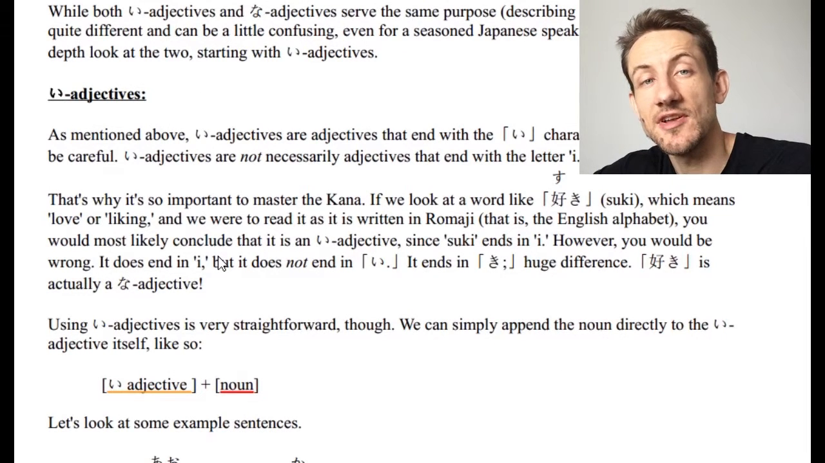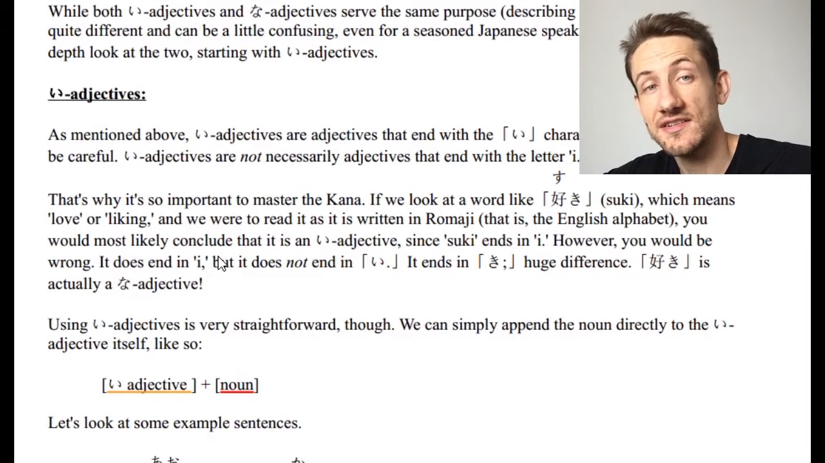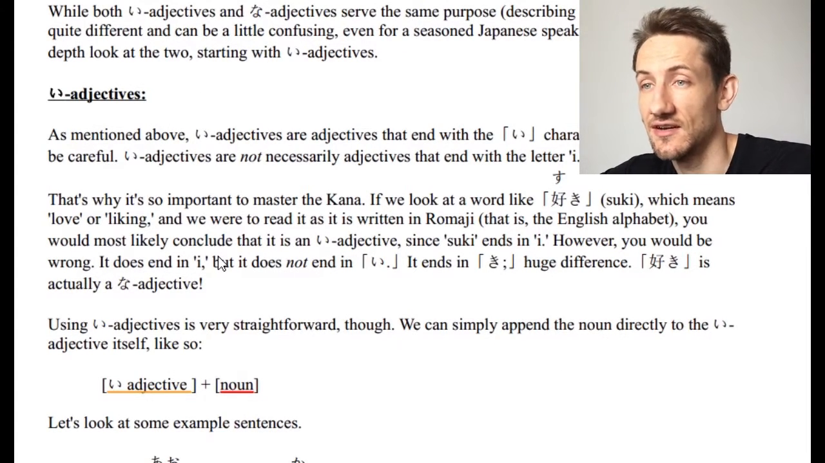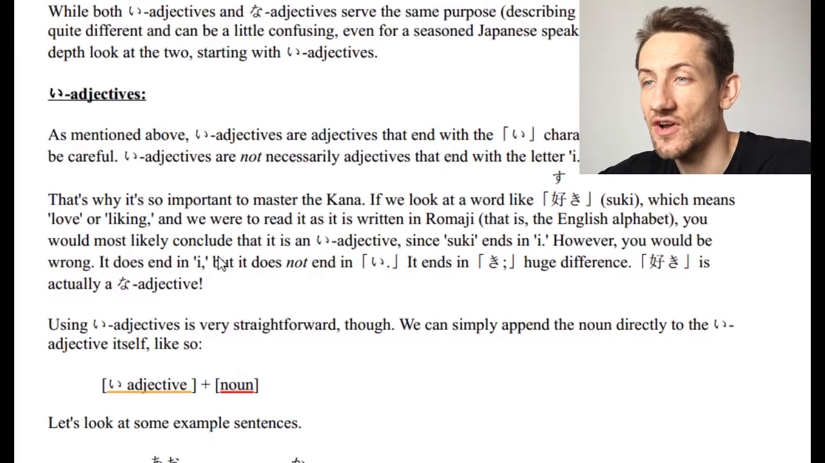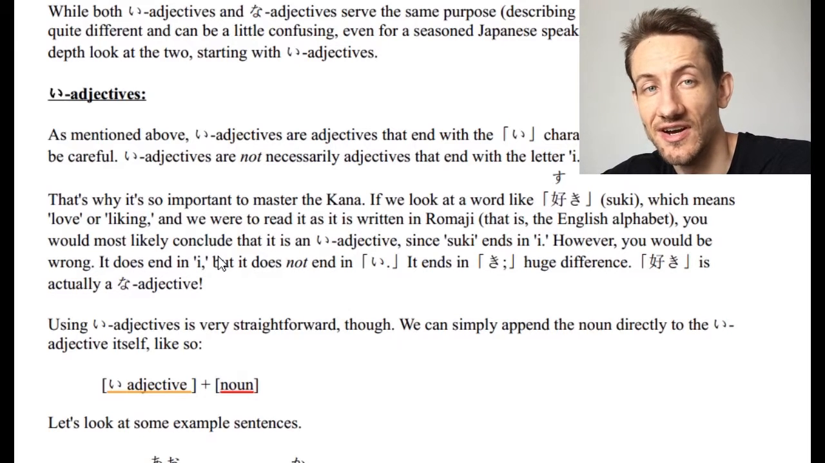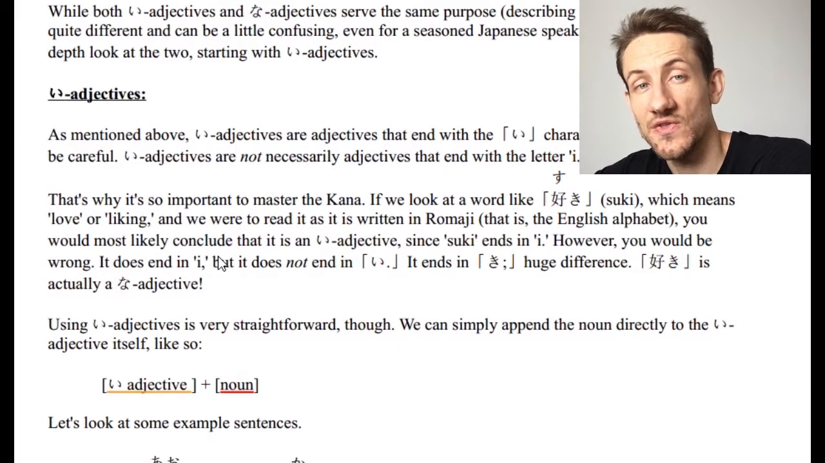As I mentioned before, i-adjectives are adjectives that end with the i character. Please be careful: i-adjectives are not necessarily adjectives that end with the Romaji letter I. There's a very important difference, and that's why it's so important to be familiar with the kana.